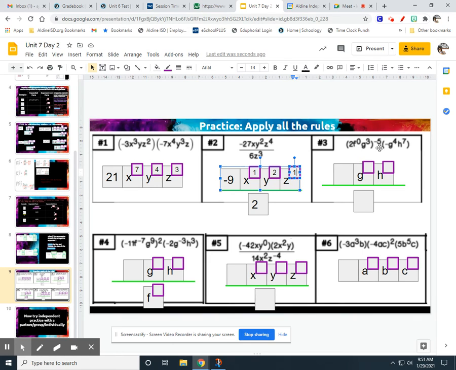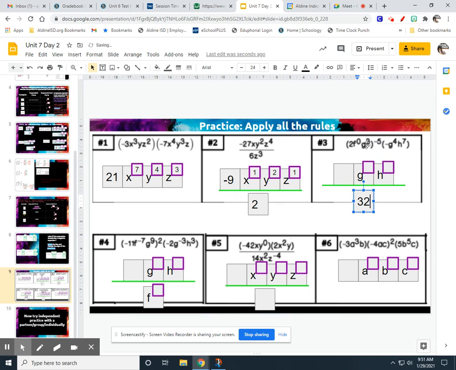2 times, this is a negative 5th, so that means the 2 is going to come up to the bottom. Okay, so this is going to be, what is it? 2 to the 5th power. 2 times 2 is 4, times another 2 is 8, times another 2 is 16, times another 2 is 32.